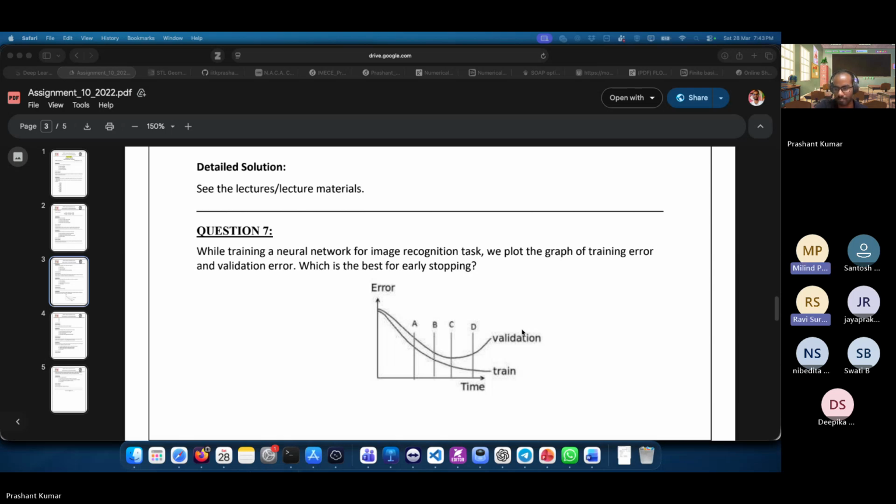So here, this time axis is same as the number of epochs also. Yes, number of epochs. Go on, Milind. Yeah, means X-axis. You got that, right?